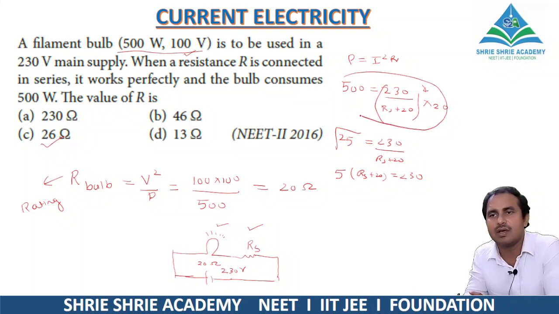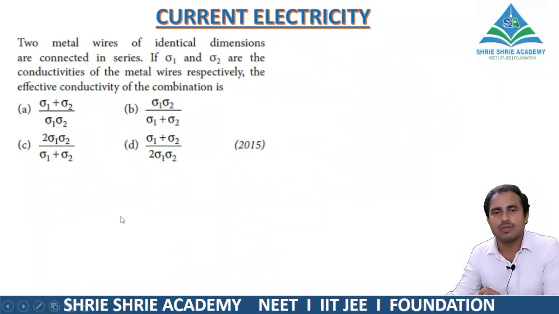When you are able to form this equation you will get the answer. Some people start with 230 into 230, all that nonsense, no need. The square will go to that side, becomes square root, and things will become simple, right? So this is the question again from power.